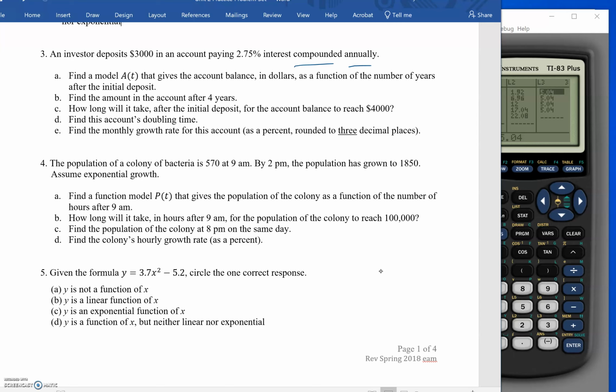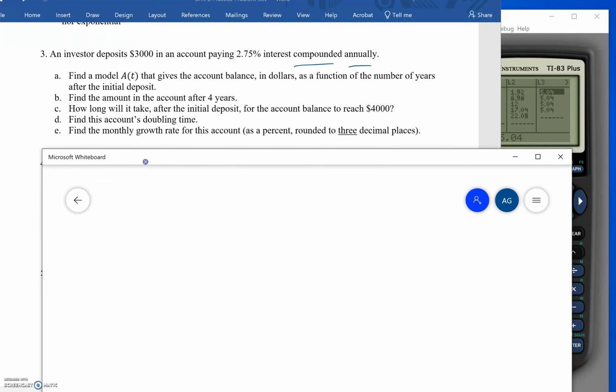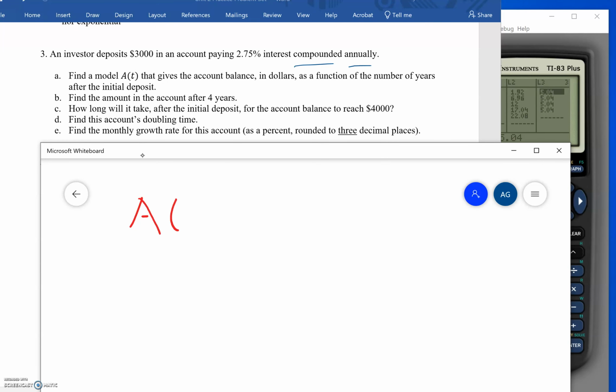So when you see a financial model, your first instinct is probably to use the compound interest equation, and we could use that here. Just to remind you of what that equation is, I'll write it right here. That's A of t equals A sub 0 times 1 plus APR over n to the nt. That's the compound interest equation. So you could certainly use that here. The only thing is that in this case, since we're compounding annually, n is 1.